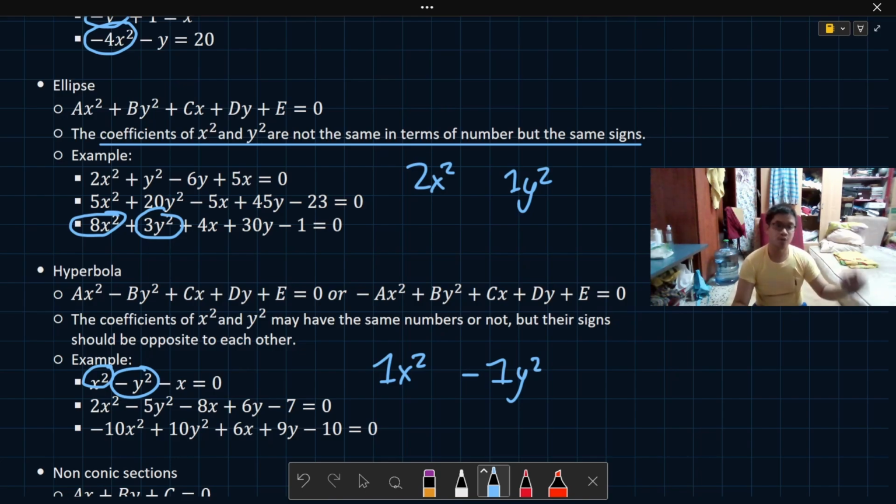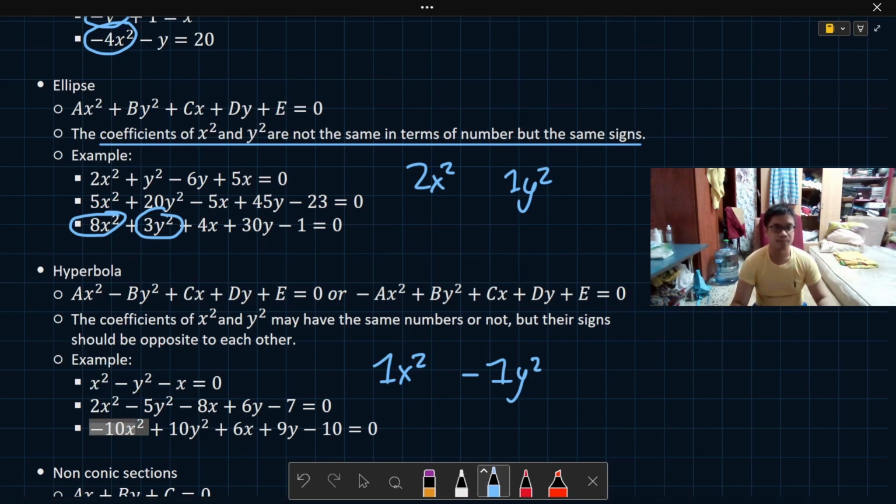Okay? Another one, we have 2x squared minus 5y squared. If you take a look, both of them are not the same in terms of numbers. Now the signs though, are they the same? No, because x squared is positive, y squared is negative. So it's a hyperbola.